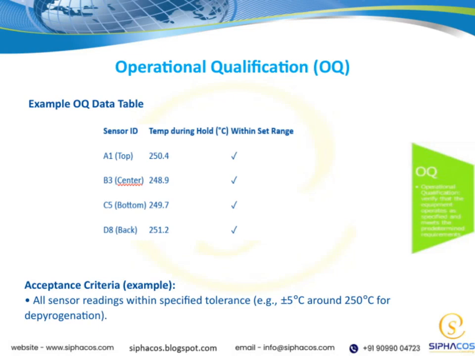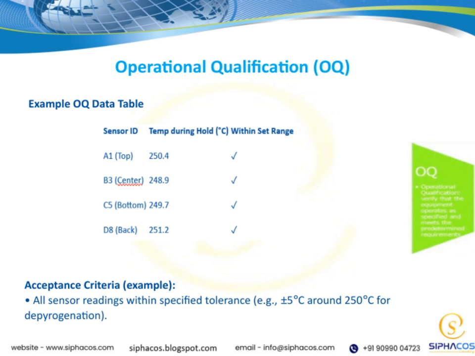Now let's take a look at an example of acceptance criteria. In this case, we're checking that all sensor readings fall within a specific tolerance range. For instance, during depyrogenation, we might specify a temperature tolerance of plus or minus 5 degrees Celsius around 250 degrees. This helps ensure that the process is consistent and effective.